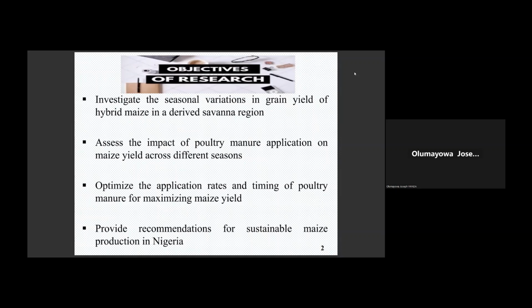The objective of this research is to investigate the seasonal variations in grain yield of hybrid maize in the derived savanna region, and also to optimize the application rates and timing of poultry manure for maximizing yield, to provide recommendations for sustainable maize production in Nigeria as well.